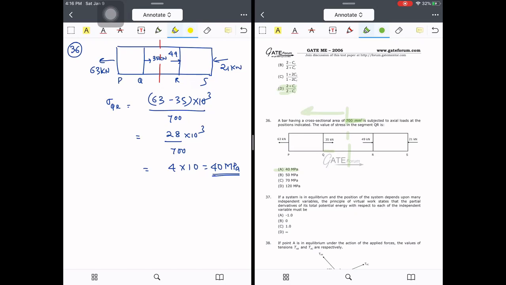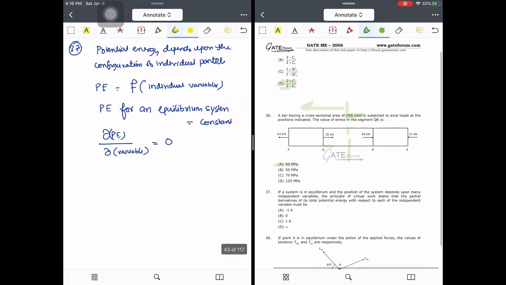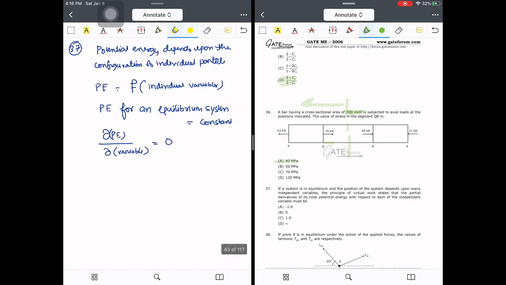Remember, this is in mm square and you are getting the load in kilonewton. You have to convert each and every unit into a standard unit. So in megapascal, meaning Newton per mm square, you need to convert, and you will get 40 MPa as the answer.